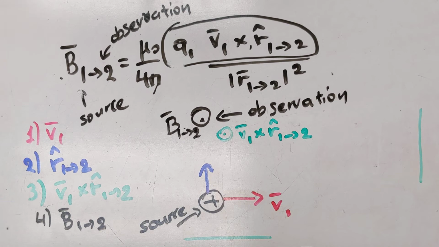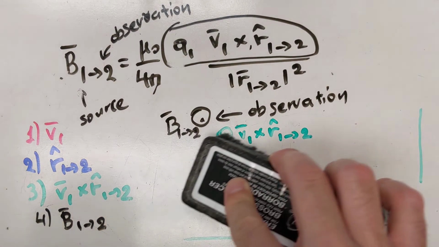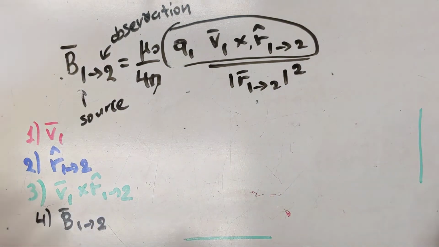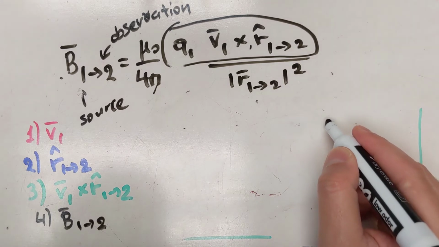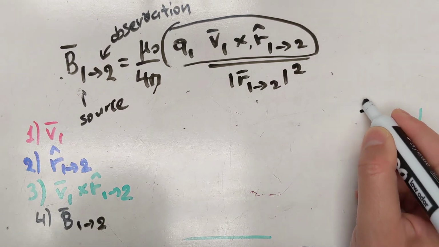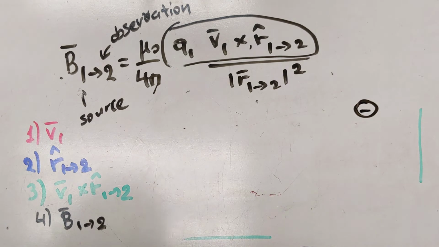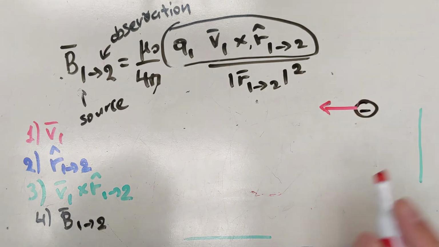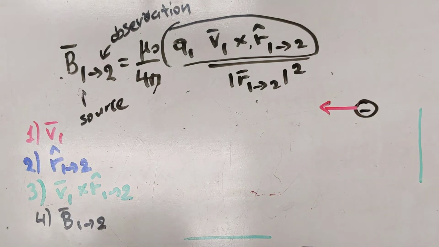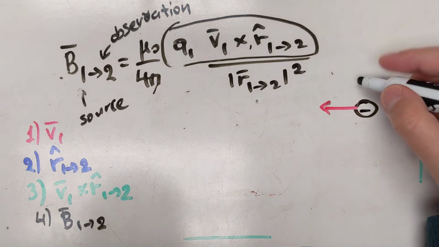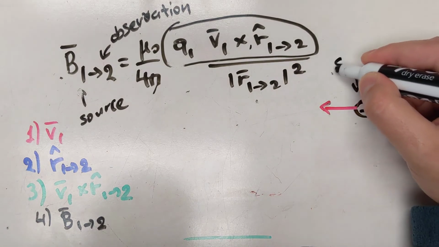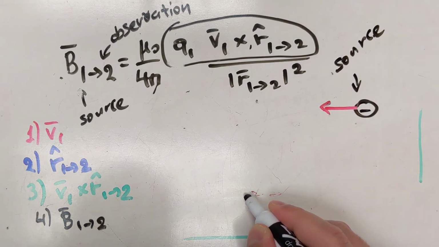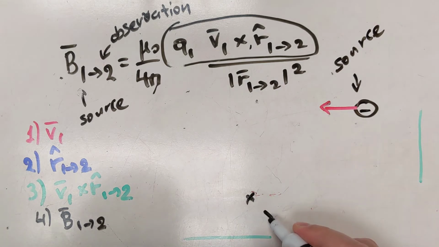Now, I'm gonna do one more example. And now I'm gonna use a negative charge just to show you the difference. So let's say I got a charge here, a negative charge. And I'm gonna say that this one has velocity to the left. So this is V1. Now let's say that I want to find, okay, first of all, let's mark it. This is the source. Let's say I want to find the direction of the magnetic field here. This will be my observation location.